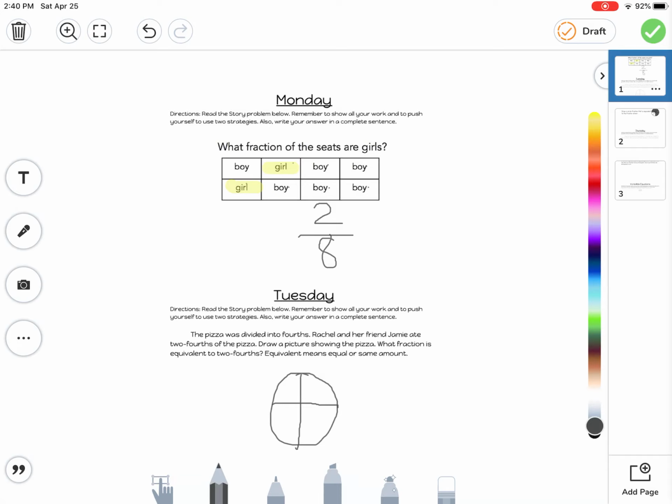So now what I'm going to do is color in 2 of the fourths. So I'm going to color in this one. That's 1/4. Color in this one, and that's 1/4. And when I look at that, I can see that half of the pizza is eaten. So that must mean that 1/2 is equivalent or the same as 2/4. So my equivalent fraction would be 1/2.